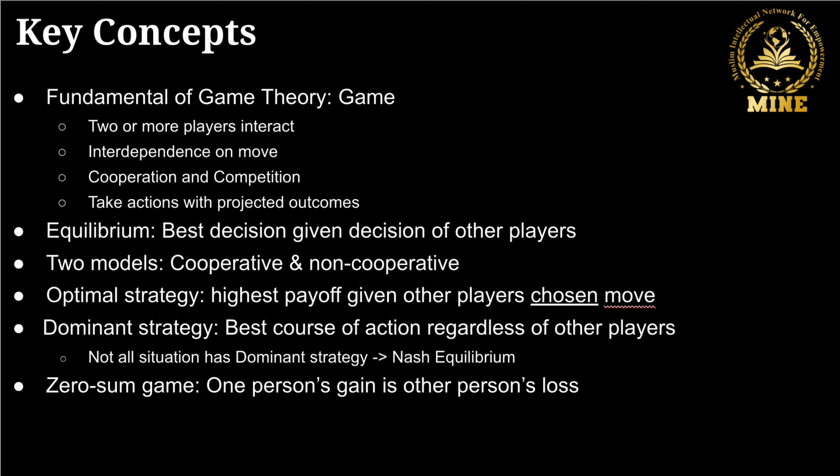Another key concept in game theory is the concept of equilibrium. What is equilibrium? Equilibrium is a state which is achieved when players take the best decision given decisions of other players. And then there is the concept of optimal strategy. This is the highest payoff, most beneficial response given other players' chosen moves. Then you have the concept of dominant strategy, which is the best course of action regardless of other players' moves.